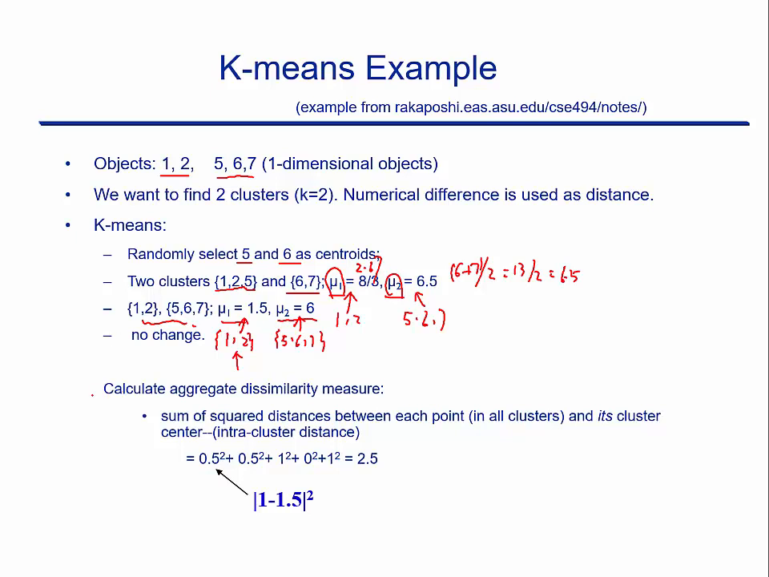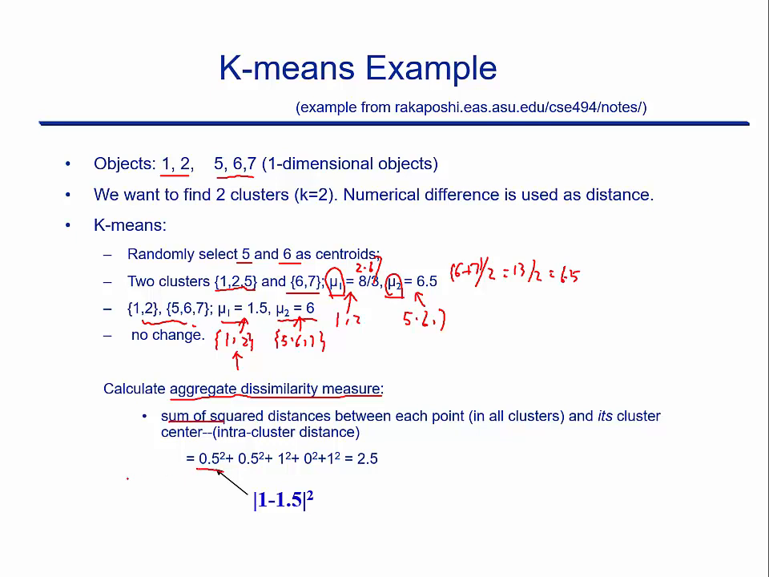And after that, we can measure how good the clustering is. So we will calculate the aggregate dissimilarity measure or distance measure. The aggregate dissimilarity measure is the sum of the squared distances between each point in all clusters and its cluster center. So here we have 5 points.